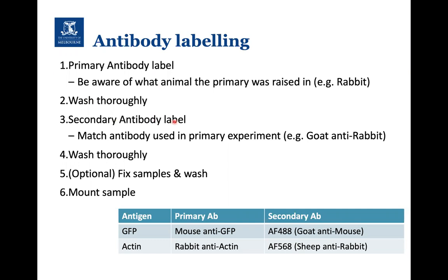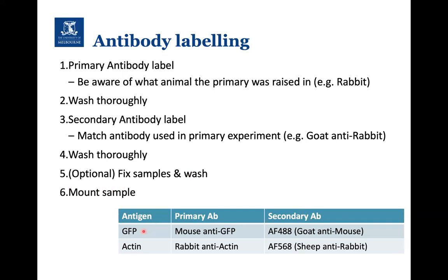You remember from the indirect immunofluorescence, the primary antibody is binding our protein of interest. The secondary binds the primary antibody, and it's the secondary that has the fluorophore attached to it. Again, we would wash that thoroughly, and then optionally, you can fix the samples again just to cross-link those antibodies together, and go through another wash step before you mount the sample.